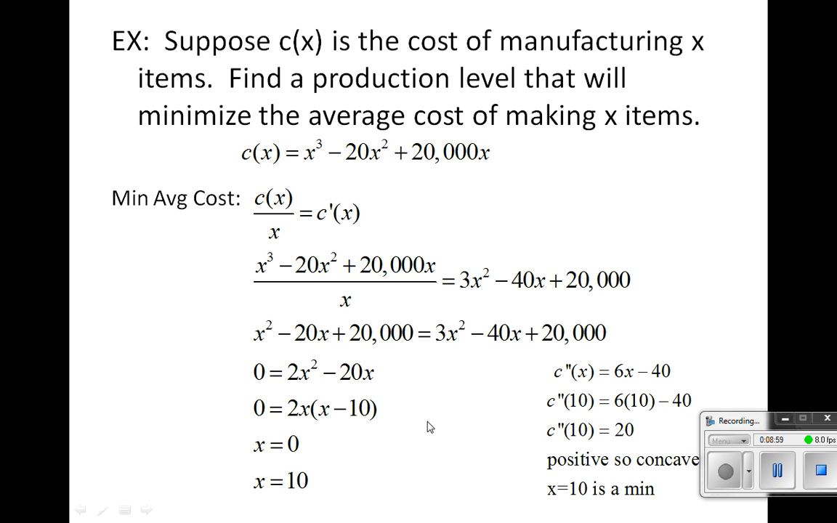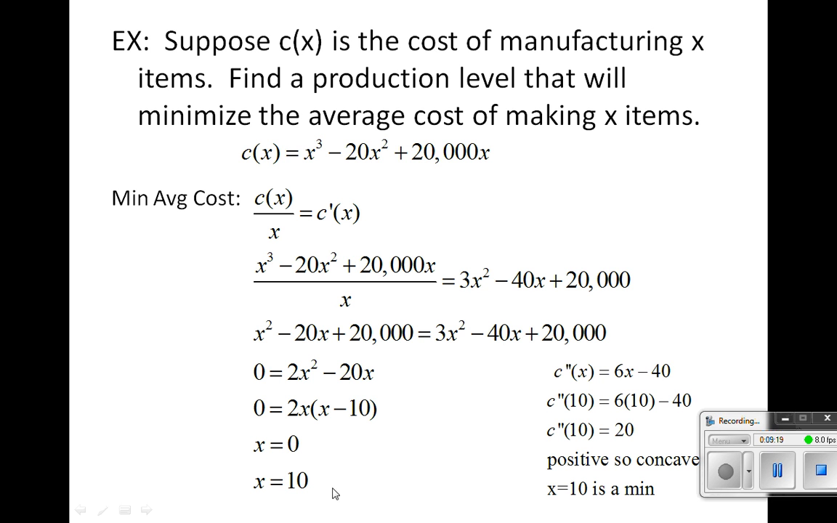Let's see. Is that supposed to be 4 or 6? I wrote a 6 over there. Oh, I'm sorry. That's because I was looking at the simplified version. C prime of x is actually over here. So yes, the derivative of C prime: the derivative of this is 6x, and then the derivative of this is negative 40.